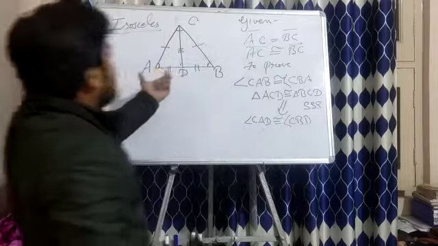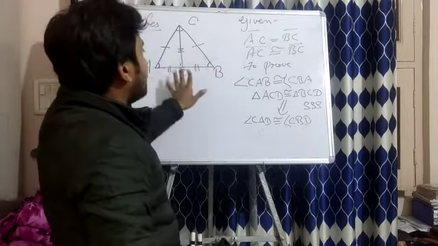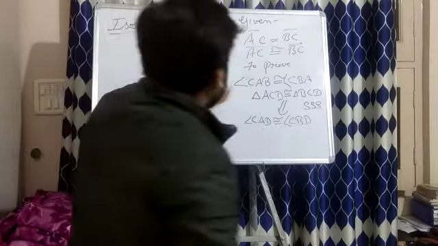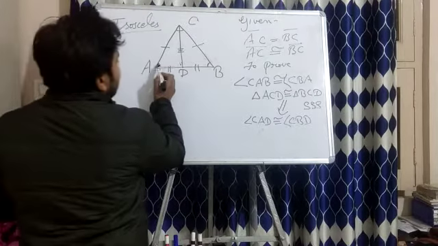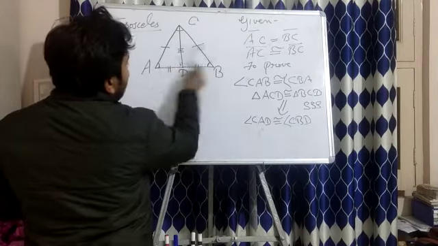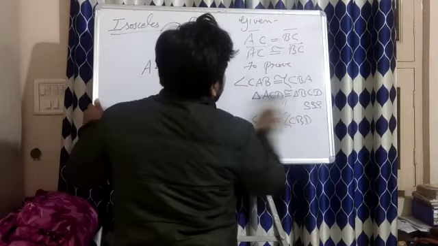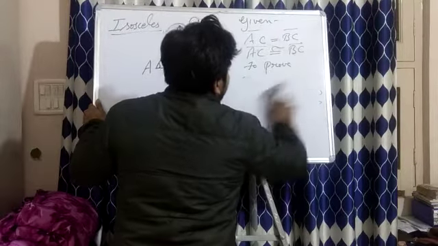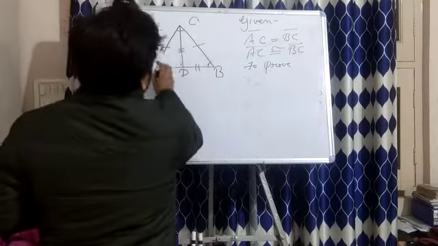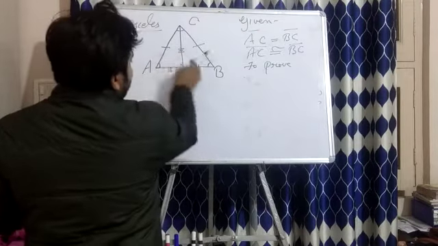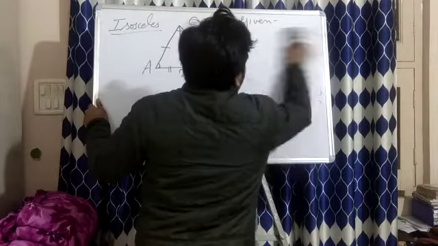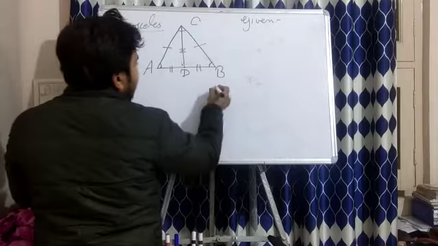Now let's prove it the other way around. If base angles are equal, then the sides opposite to them are equal. I mean, if two angles are equal, then the sides opposite to them are equal. This is what we have to prove. In the previous triangle we proved that if two sides are equal, then the angles opposite to them are equal. Now we have to prove that if two angles are equal, then the sides opposite to them are equal. Let's form another triangle.